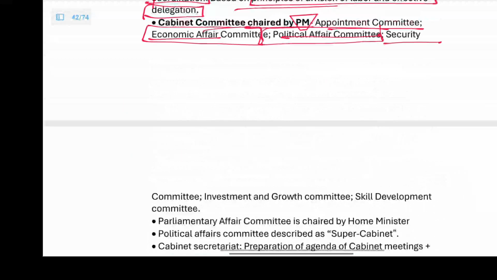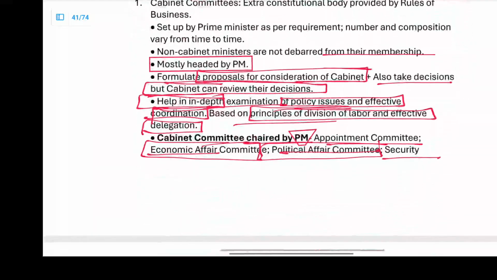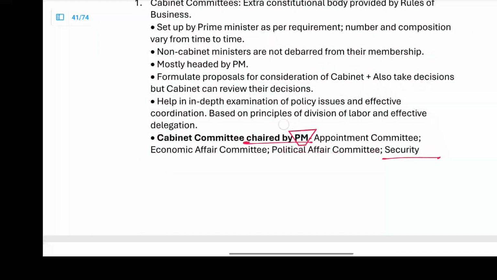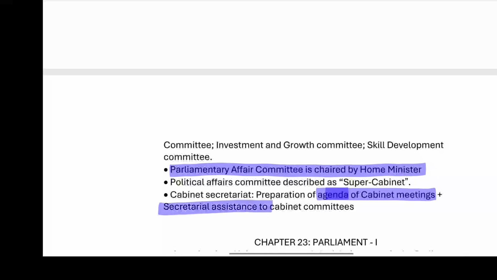What all the things which we need to remember in this? The first thing is that it is mostly headed by the Prime Minister. Therefore, there are committees which are headed by the Home Minister as well. Such a committee is what we call the Parliamentary Affairs Committee. It is headed by the Home Minister, and the agenda of the Cabinet meetings is prepared by the Cabinet Secretariat.